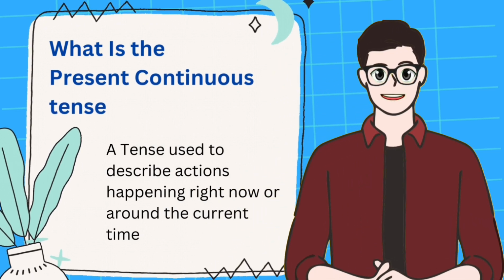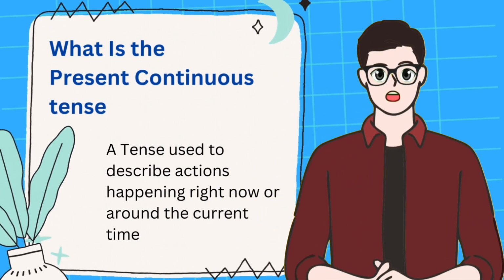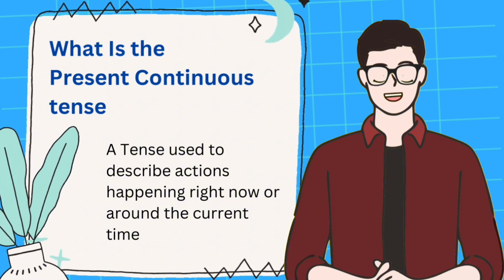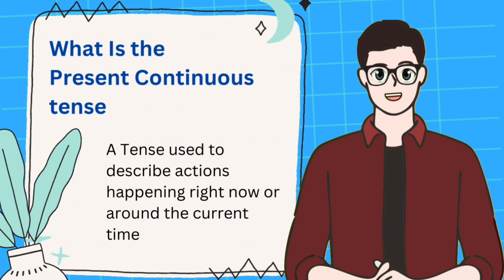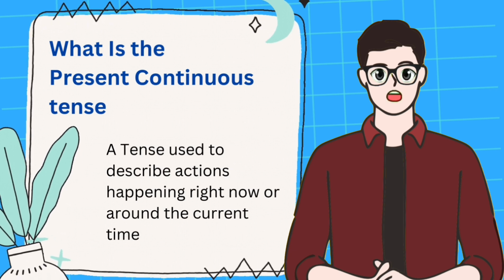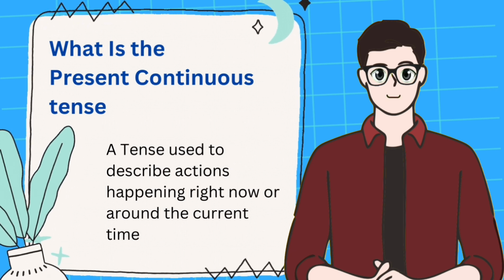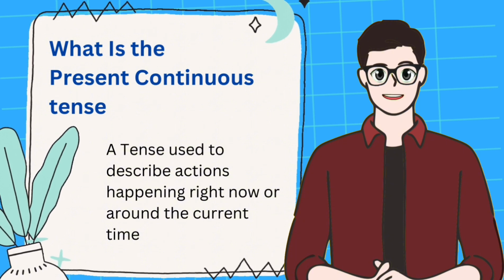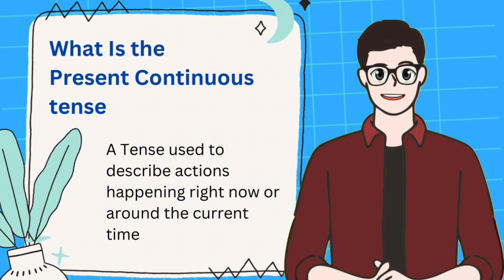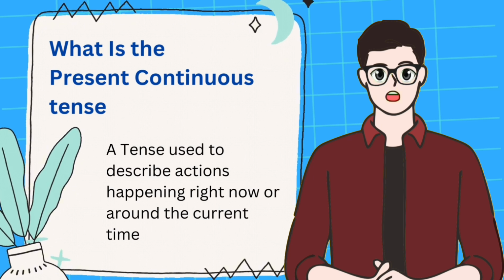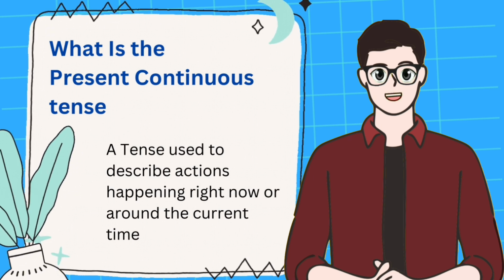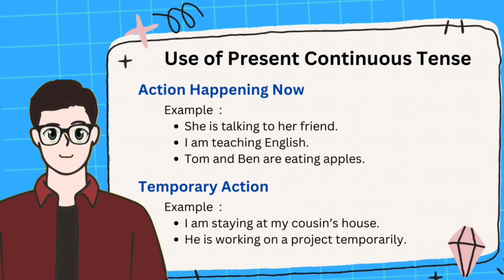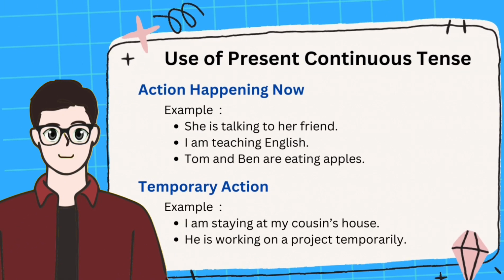So, what is the present continuous tense? The present continuous tense is also known as the present progressive tense. It is formed using the present tense of the verb to be (am, is, are), followed by the base verb plus -ing. The present continuous tense is used to describe actions that are happening right now or around the current time. So, in what situations can we use the present continuous tense?